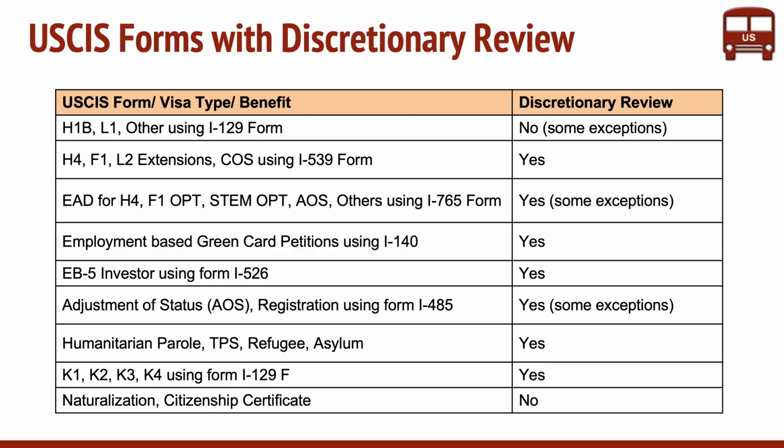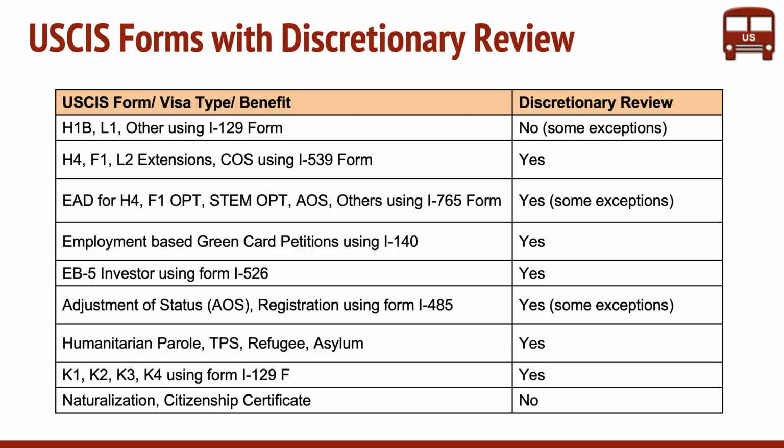And if you look at H4, F1, and extensions that use the I-539 form, using change of status or extension of status, then it impacts that. There is a discretionary review there. And all the EAD categories tied to H4, F1 OPT, STEM OPT, and adjustment of status, all of these that use the I-765 form, are applicable.